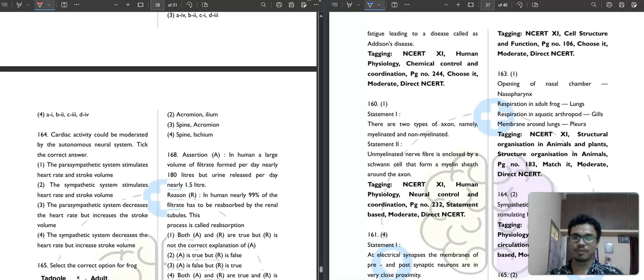Cardiac activity could be moderated by the autonomic neural system. Take the correct answer. The parasympathetic system stimulates heart rate and stroke volume? Absolutely wrong. That decreases heart rate and stroke volume. The sympathetic system stimulates heart rate and stroke volume. So, this is your correct answer, the second option. The question number 165.